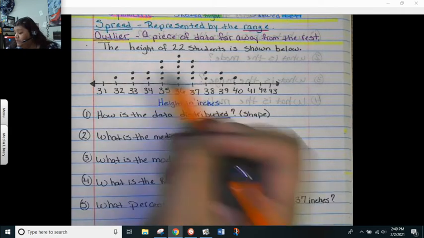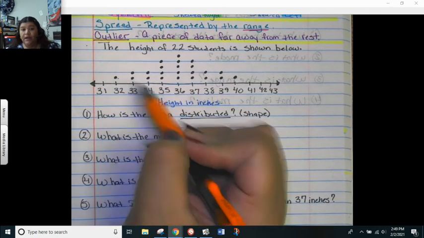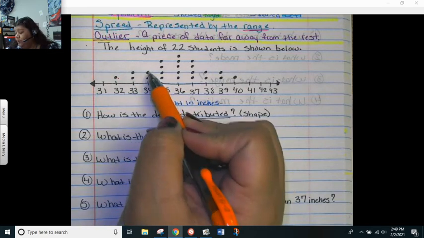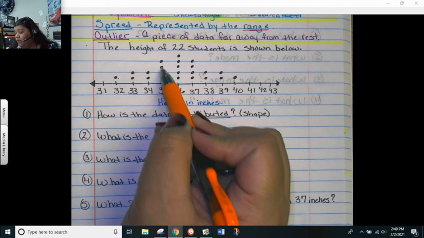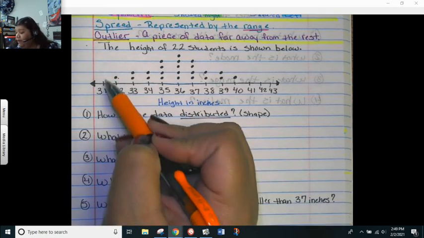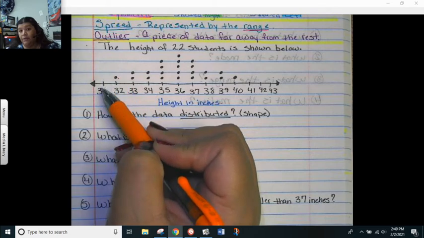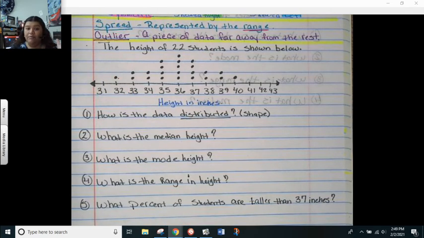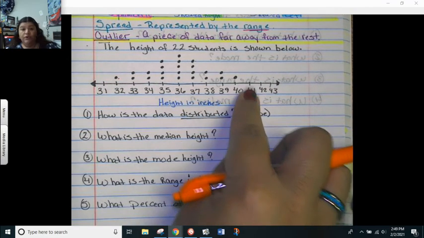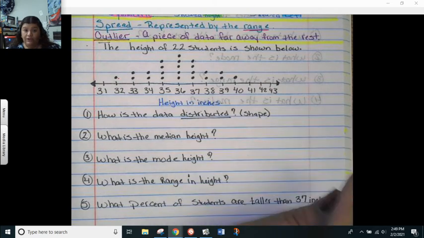So somebody is 32 inches. Two people are 33 inches. Two people are 34 inches. 4 people are 35 inches, and so forth. If I don't have any dots above a number, that means I don't have that number in my data. That means there are no students who are 31 inches. There are no students who are 41, 42, or 43 inches.